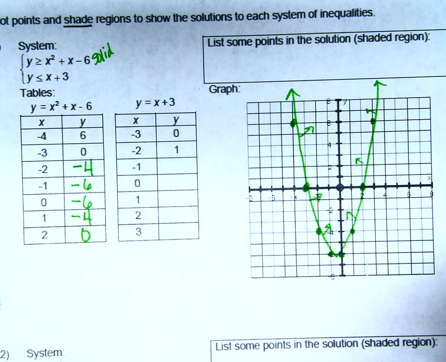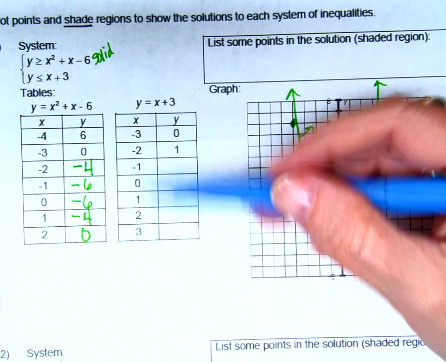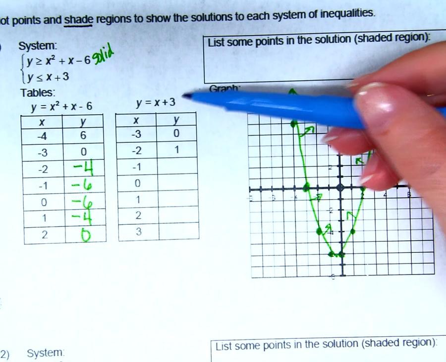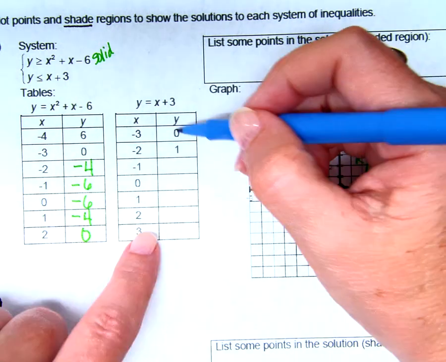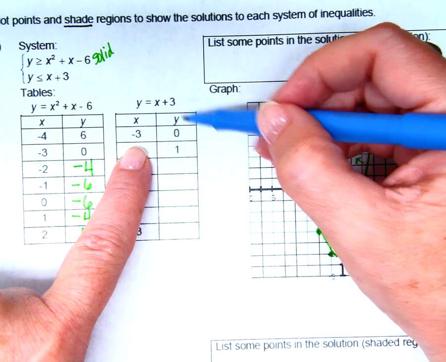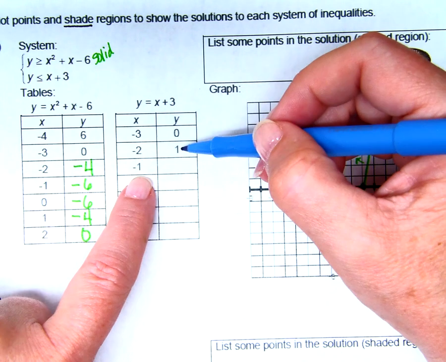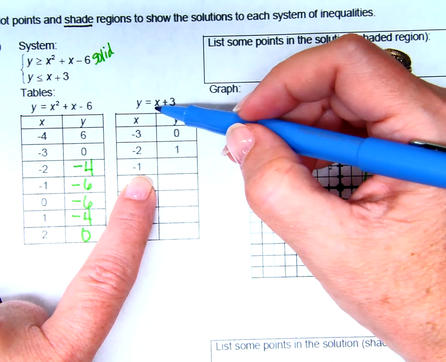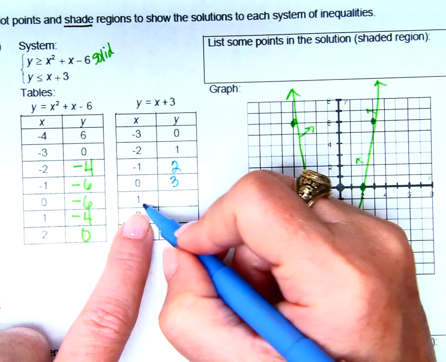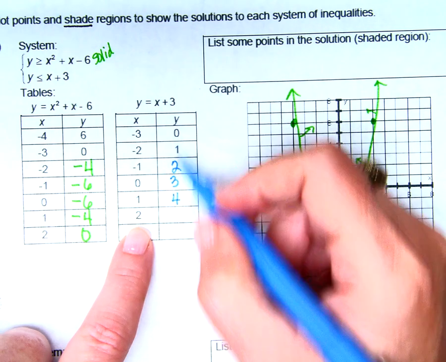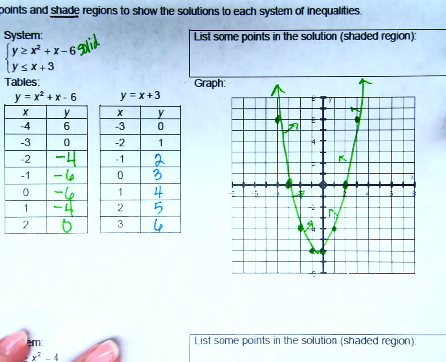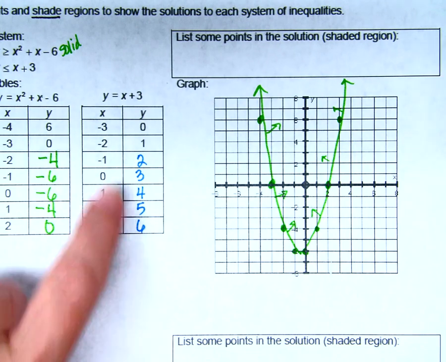Now let's go to the other inequality. What kind of shape is this? It's a line, right? So it's just x plus 3. So let's go ahead and fill in our table. They've already done the first two for us, but we can always check it, right? -3 plus 3, -2 plus 3. Okay, so that's good, right? -1 plus 3, 0 plus 3, 1 plus 3, 2 plus 3, and 3 plus 3. Okay, so let's go ahead and plot those points as well on the same graph, remember.